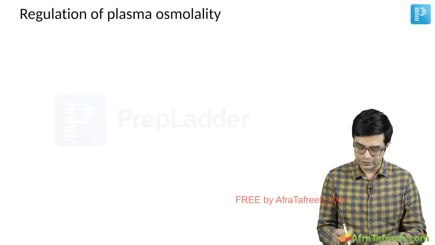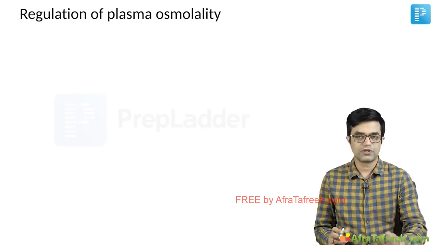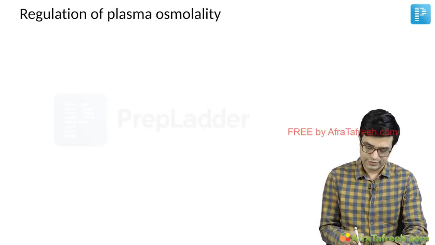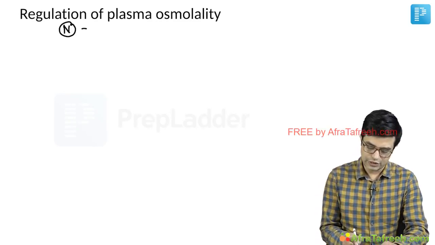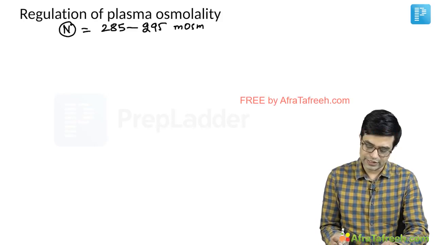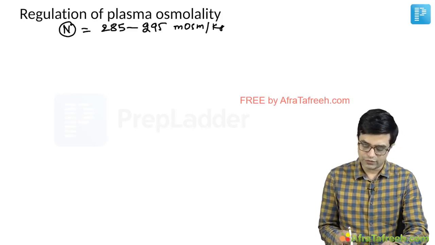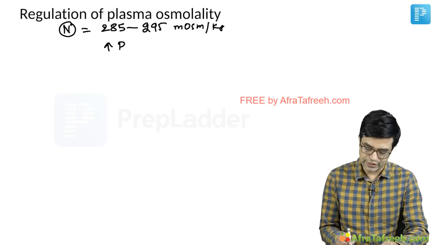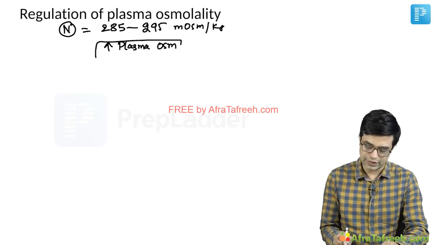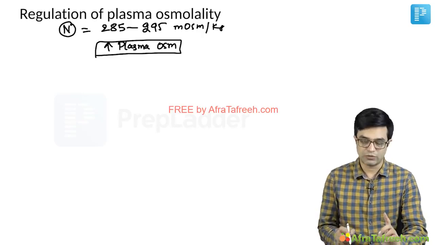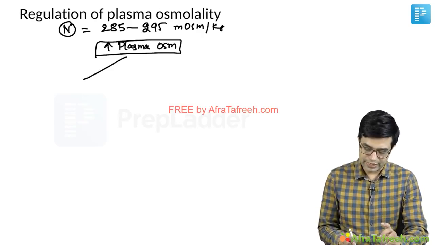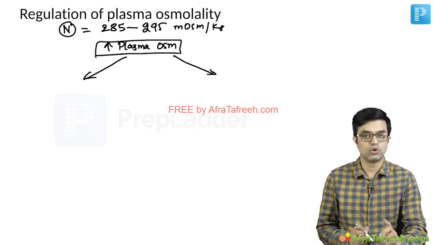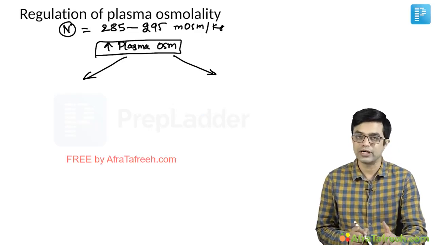Now imagine a scenario. Do you know that the normal plasma osmolality is 285 to 295 milliosmoles per kg? Imagine the first scenario. Suppose there is an increase in the plasma osmolarity, it has become concentrated. So what will happen? Whenever there is an increase in plasma osmolality, there will be activation of two things. Both of the things will be happening in the hypothalamus.